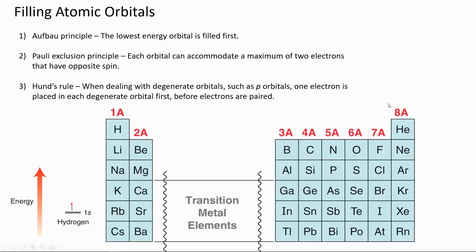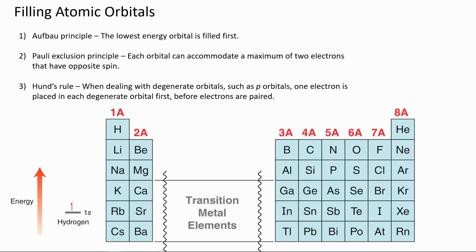In general chemistry, you learned several different rules that we use to fill the atomic orbitals. And so we're just going to summarize and go through those again, as well as fill out the atomic orbitals for our key players in organic chemistry.